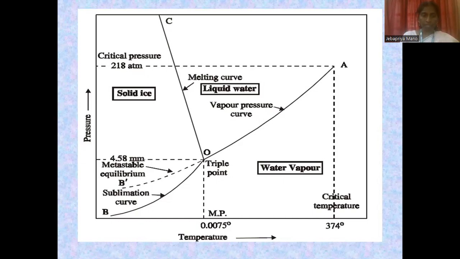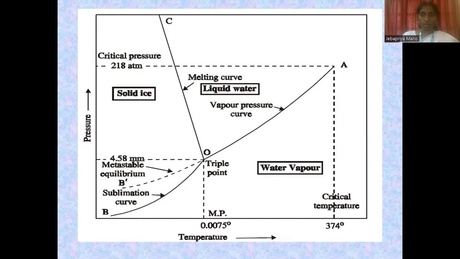We have another curve, that is OB dash, represented by a dotted line, and that is a metastable equilibrium curve. That we can see in detail during the explanation. And we have one point here, and that point is the triple point, which is denoted by the letter O. The triple point O is where all the curves meet at the point.